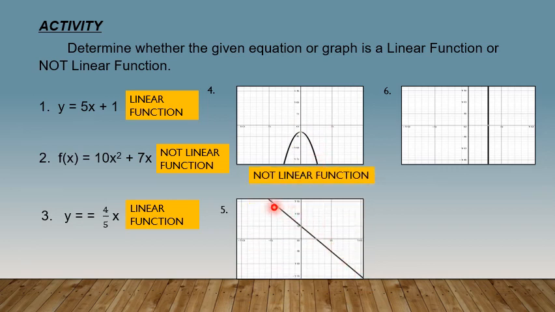And this one, if we do the vertical line test here, it means we have a linear function. Then for number 6, look at it. Like we said before, illustrating linear functions, the graph is a straight line, non-vertical. But this one, as you can see, is a straight vertical line. So this is not a linear function.